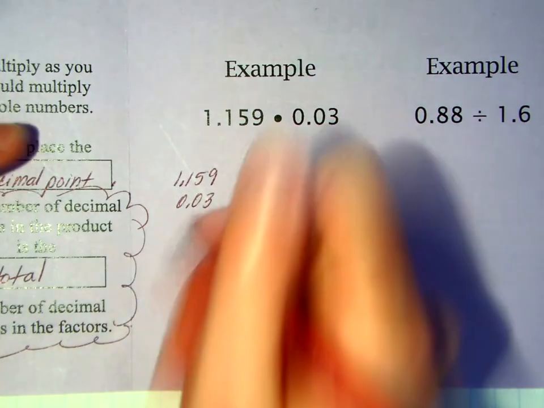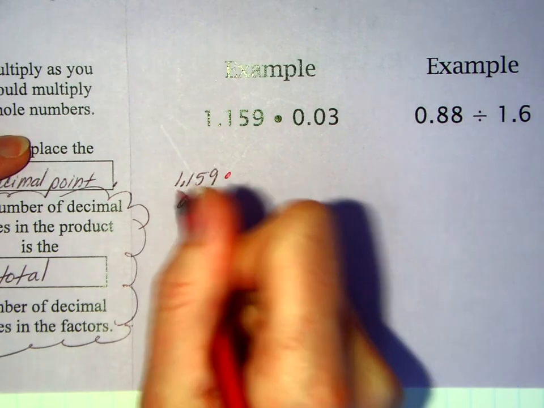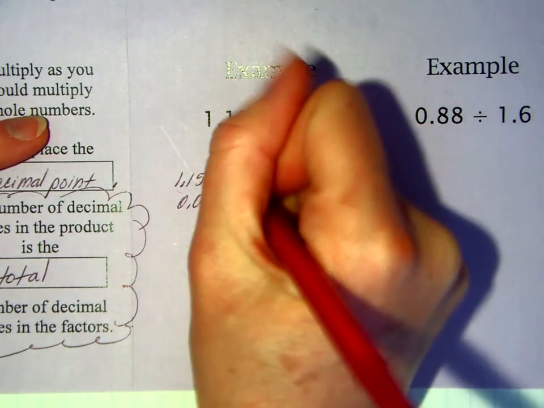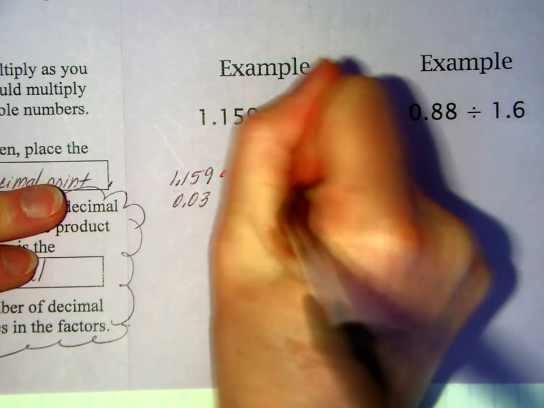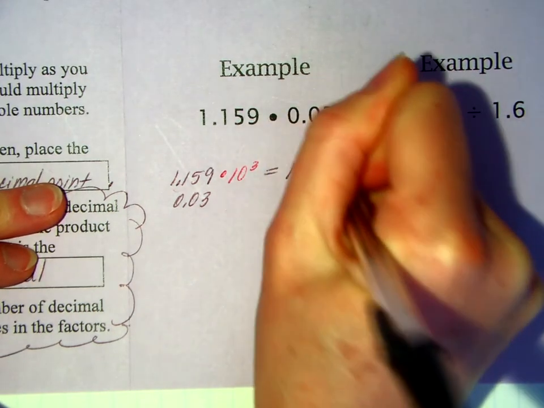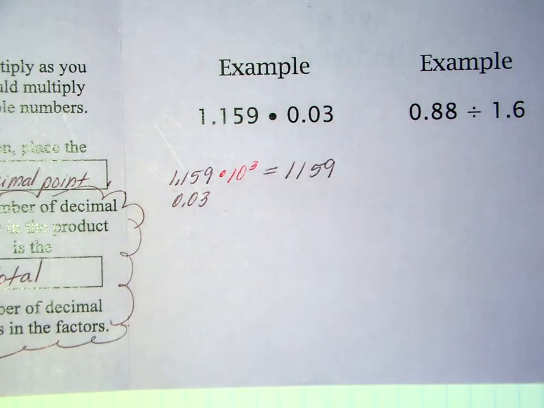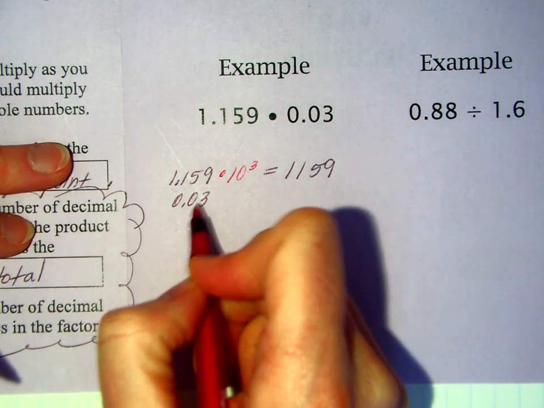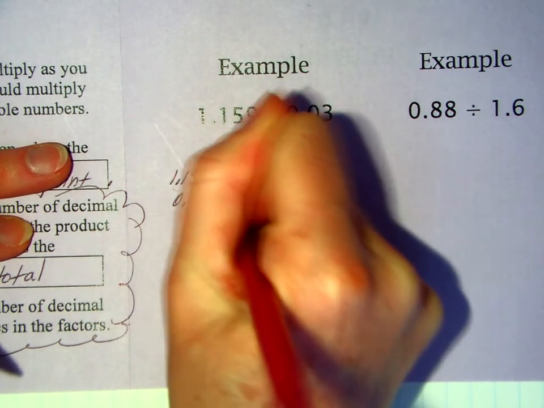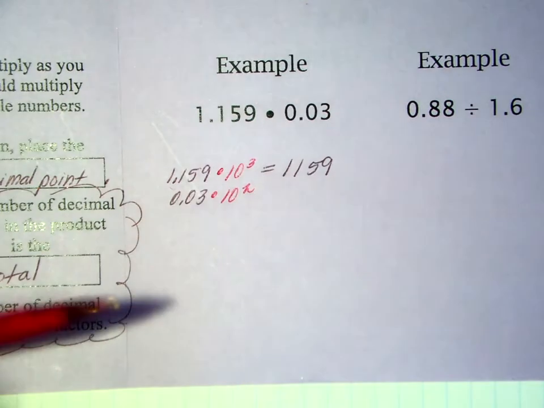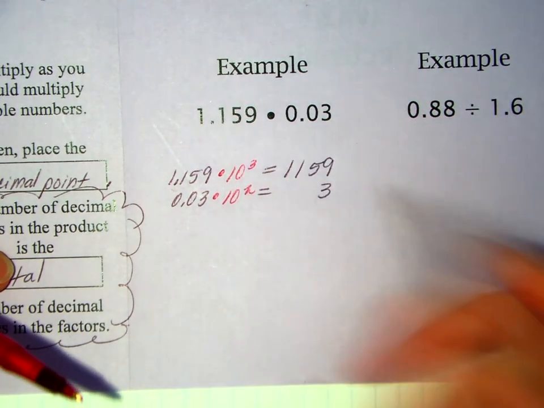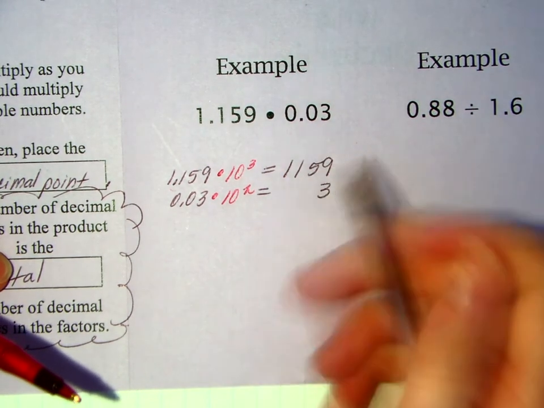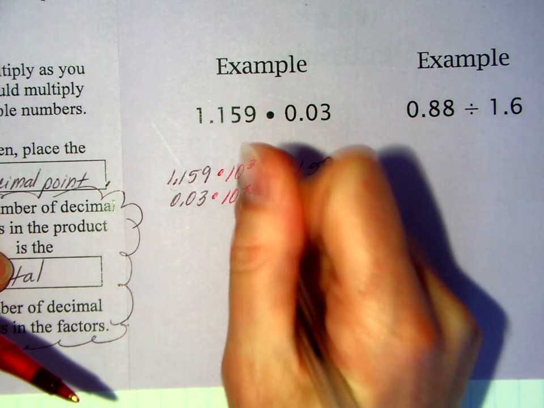I can multiply this by 1,000, which is also 10 to the third power, which is going to convert it to 1,159. Looks like a whole number. I need to convert this one; that's 10 to the second power. That's going to make that really just look like a 3. Now I have 1,159 times 3. Remember, this movement is a temporary move.